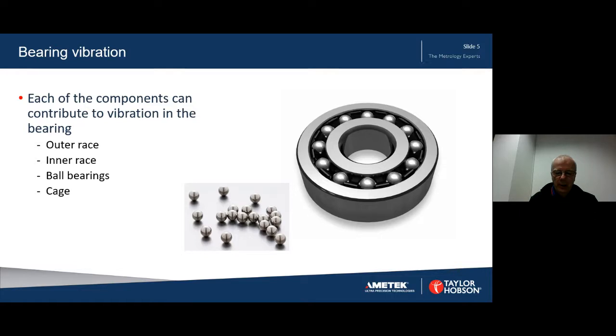So as mentioned earlier in this presentation, we're going to use the example of a ball bearing. Aside from lubricant, shields and seals, the bearing has four main components: the outer race, the inner race, the ball bearings, and the cage. Each of these can contribute to vibration in the bearing.